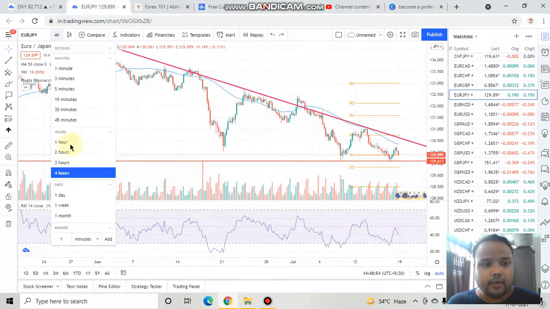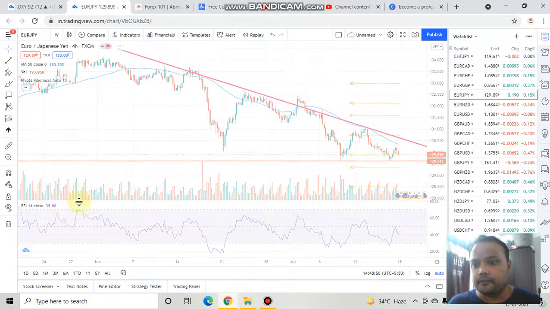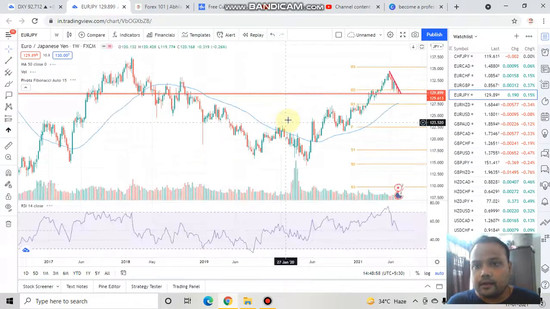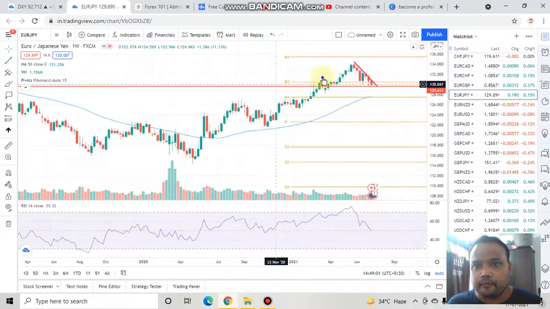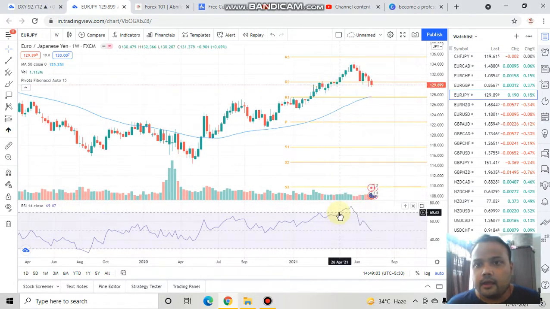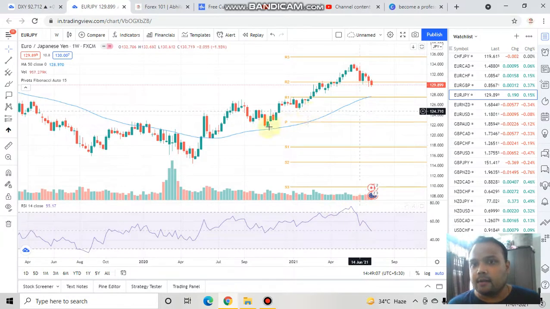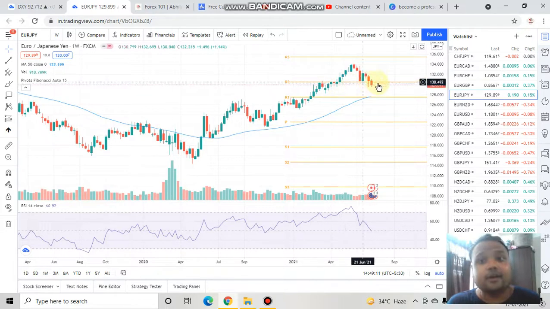And if we go to the weekly chart once, then you can see that in the weekly chart also market is going down, market is in downtrend, but overall the structure is towards the upside. Market has sadly crossed the support level on the weekly chart. That is a sad thing.